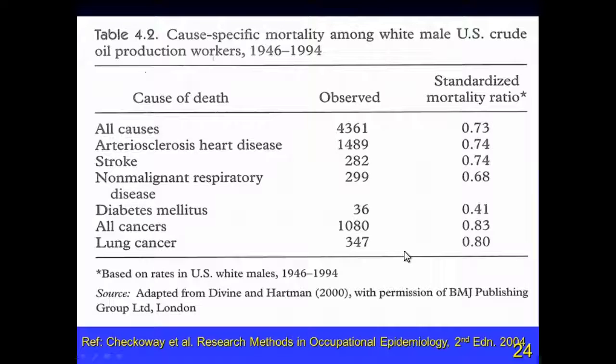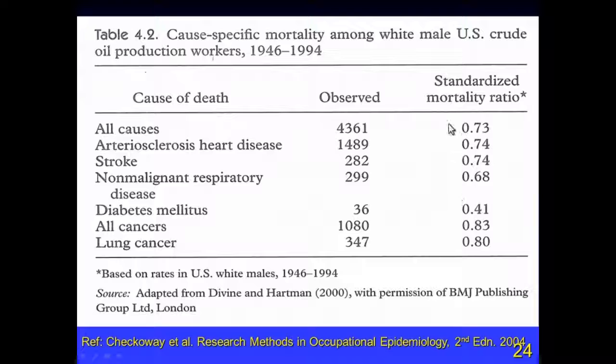So the healthy worker effect was usually observed, I should say, in occupational studies. This study here is looking at cause-specific mortality among white male US crude oil production workers. We have causes of death here, and then we have standardized mortality ratios. You can see that for all causes the standardized mortality ratio is 0.73, and the comparison group here is US white males. That's if you remember how to use the indirect standardization method.